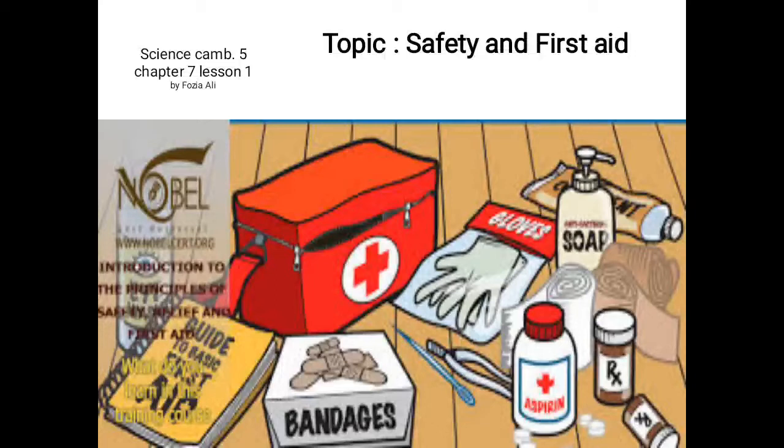Class, this is your teacher Fauzia Ali with chapter number 7, lesson number 1. Class 5, Cambridge. The topic of the chapter is safety and first aid. And today we will know many of the useful things which are related to our daily life problems regarding this topic.